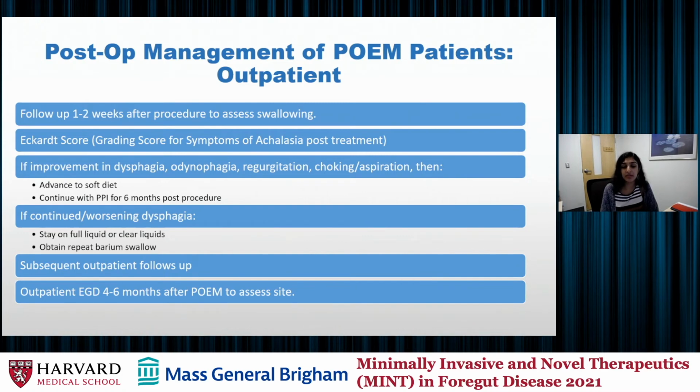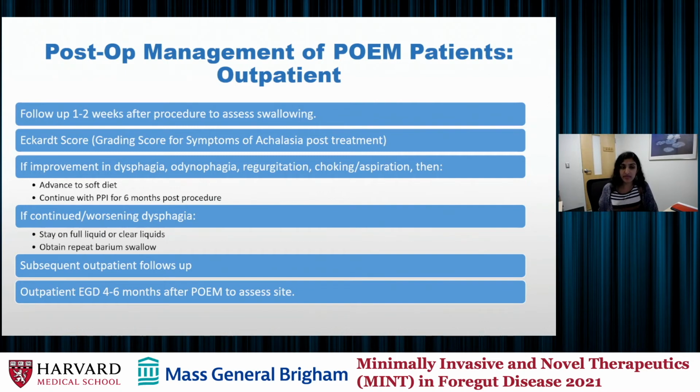If patients continue to have worsening dysphagia or even worsening symptoms of achalasia, such as regurgitation, aspiration, choking, we make sure that they stay on a full liquid diet or even bring them back down to a clear liquid diet. Also we want to obtain a repeat barium swallow or a repeat imaging study to make sure that there are no other complications from this procedure.